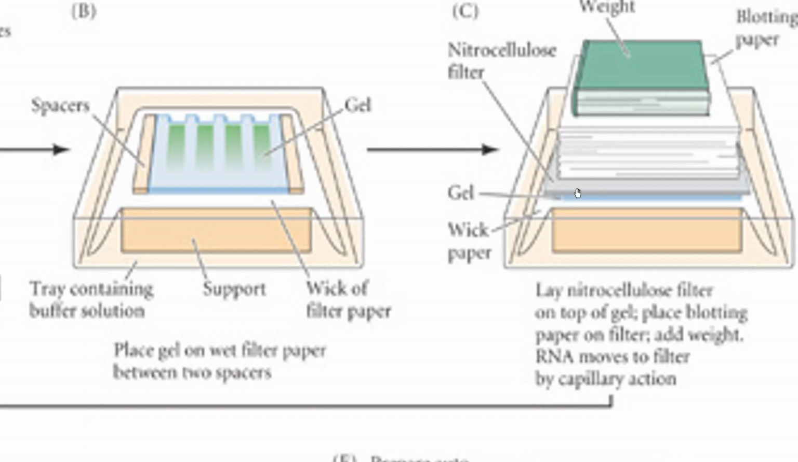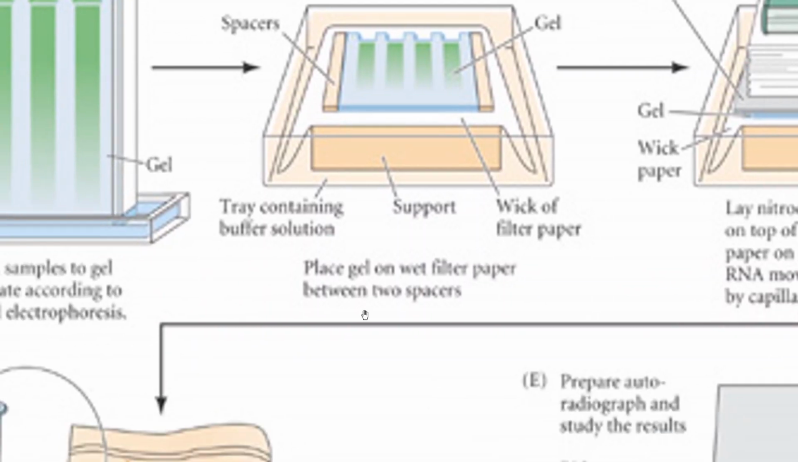So we have this membrane right here having a replica, a mirror image of the gel. If we have large RNA molecules here and small RNA molecules right here, we will have the same exact distribution of RNA molecules on the membrane, that piece of paper.